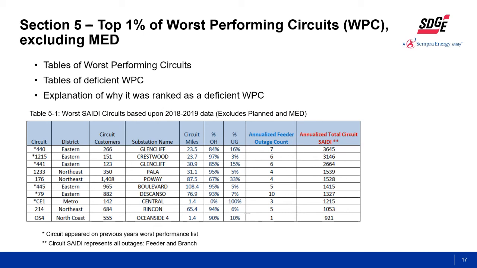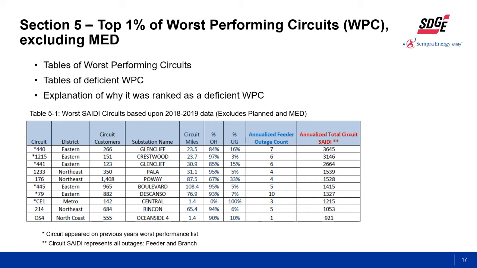There's one circuit in particular I would draw your attention to, circuit 445. It's got over 100 circuit miles on that one particular feeder that we operate in our eastern district. So that can be significant in terms of managing it during a contingency situation.